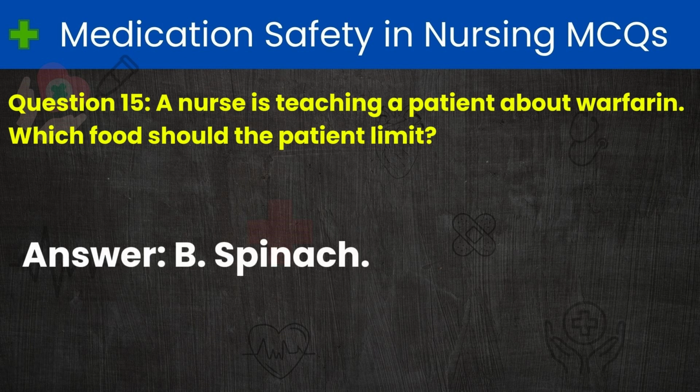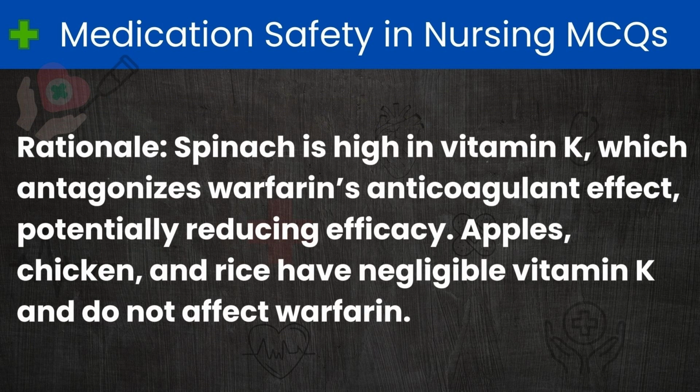Answer: B. Spinach. Rationale: spinach is high in vitamin K, which antagonizes warfarin's anticoagulant effect, potentially reducing efficacy. Apples, chicken, and rice have negligible vitamin K and do not affect warfarin.